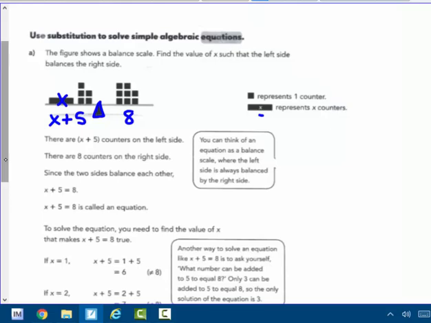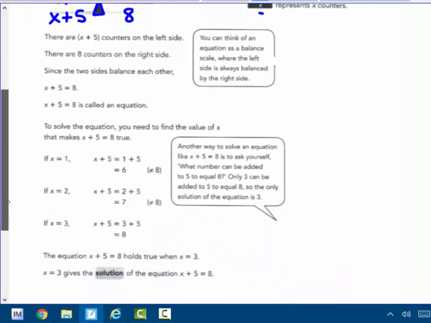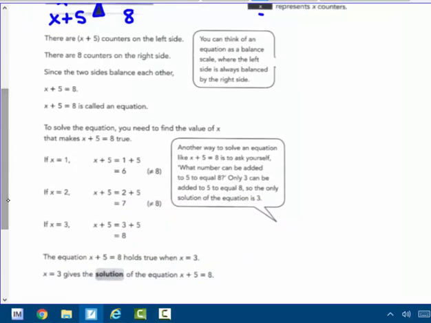So the left side, or what's called the left member. So equations have members. This is the left member, then there's the equal sign, and here's the right member, or side of the equation. I'll say member and side equally. Since the two sides balance each other, x plus 5 equals 8. That is called the equation.